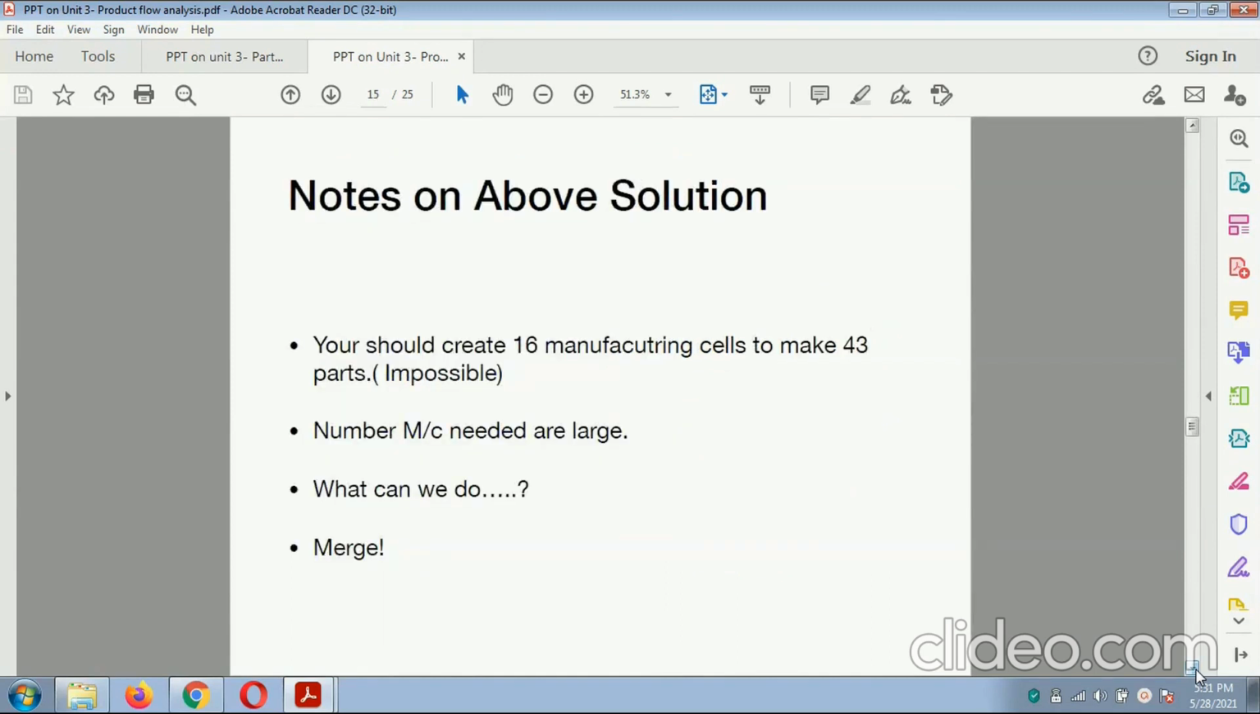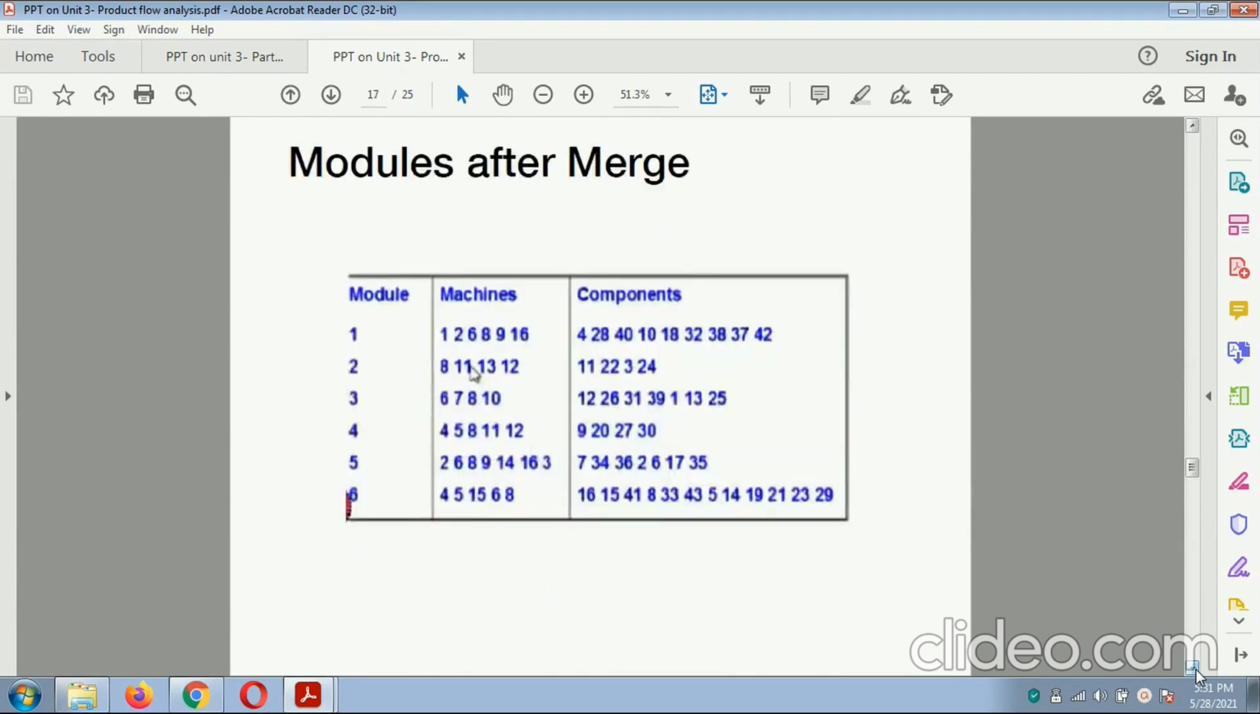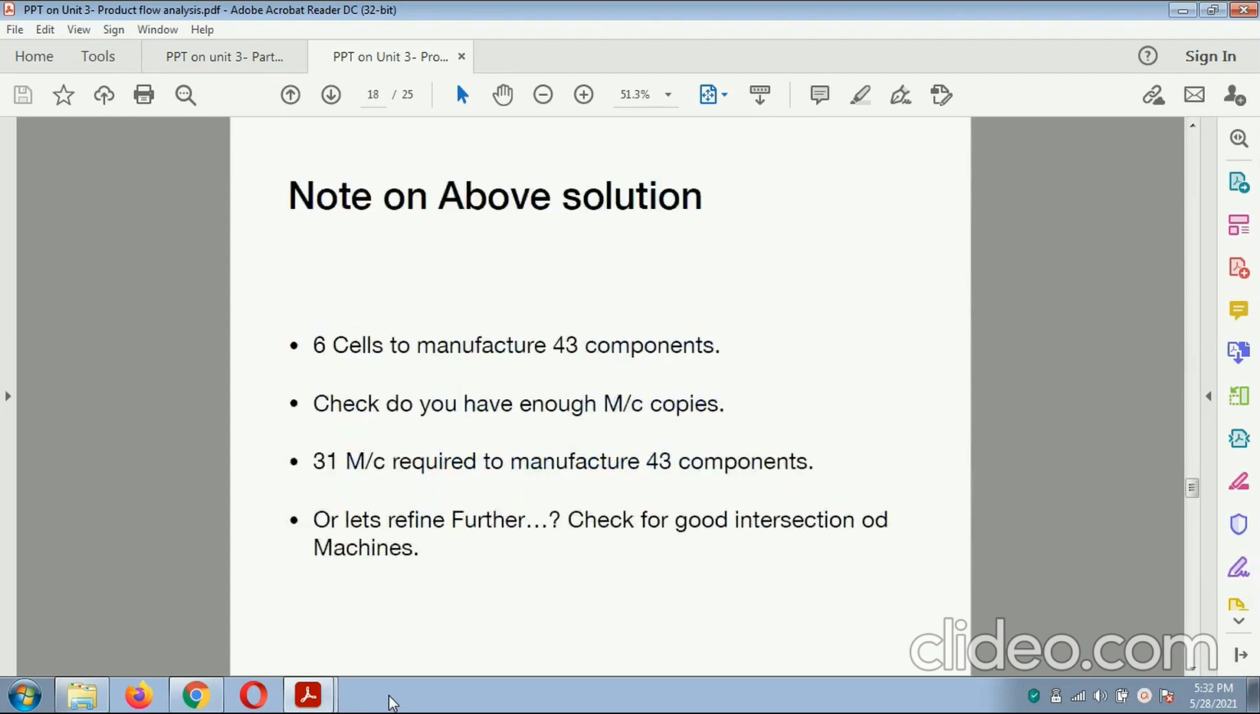The above solution gives 16 manufacturing cells making 43 parts. The number of machines needed is large, so why do we need to merge? Merging of the modules and submodules gives another module. Machines 1, 2, 3, 4, 16 can work on 4, 28, 10, 12, 8, while 11, 13, 12 can work on 11, 22, 3, 24, etc. So we get 6 manufacturing cells for 43 parts, and the module is easy to work with.